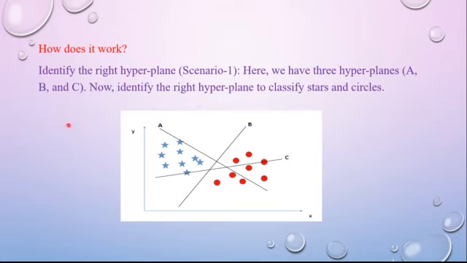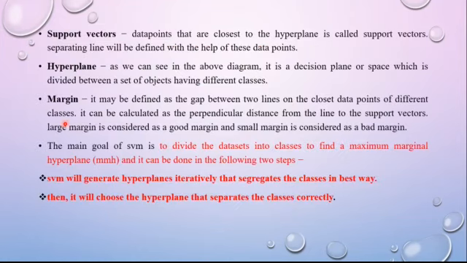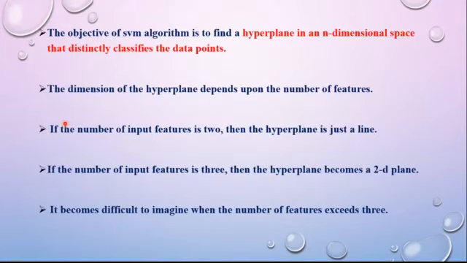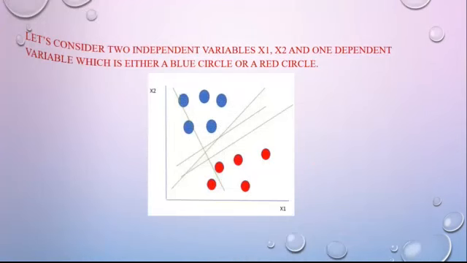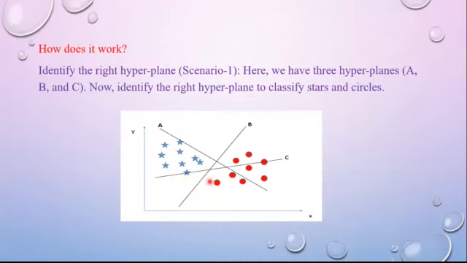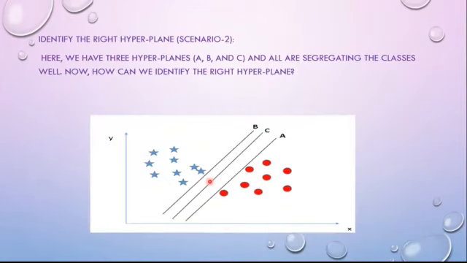As I told you in the beginning, if the number of input features is 3, then the hyperplane becomes a 2D plane. This point you have to remember. Now, step number one and step number two: how do we find the right hyperplane? Here we have three types, and we need to segregate the classes well. You can segregate like this, A, C, B, with some symbols, on the X and Y axes.